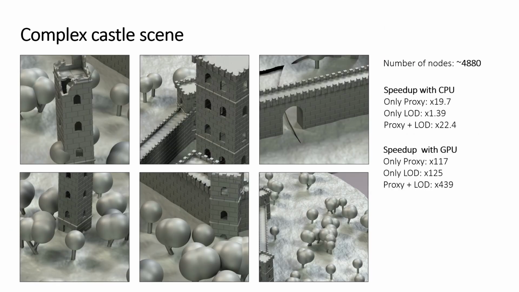To conclude, we present the result of a complete scene containing around 5,000 nodes. Although adding nodes increases the complexity of the construction tree, we achieve a significant speedup, especially on GPU, of up to 400 times faster.